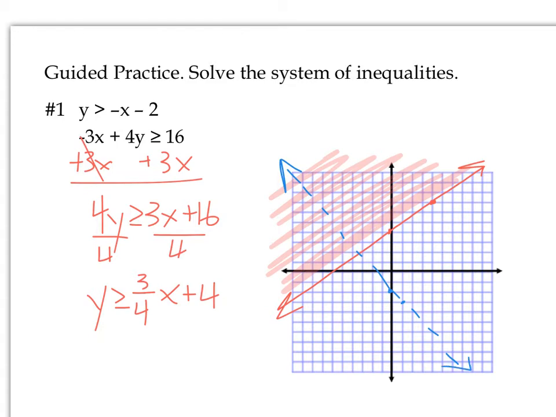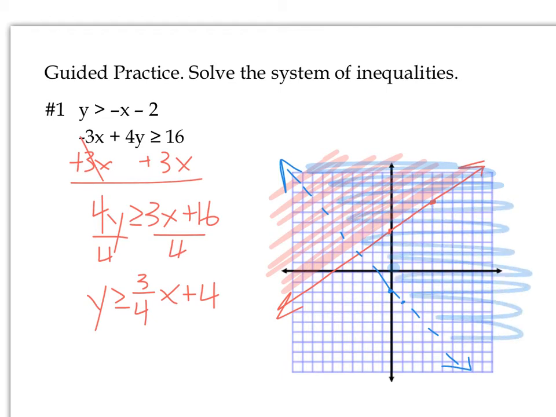And I have to figure out where to shade. So I could test a point. In this case, I could test 0, 0. If I test 0, 0, I'll find out that that does, in fact, work. And so my shading would be to the side that has 0, 0 right here. So all of this part of the graph would be shaded.